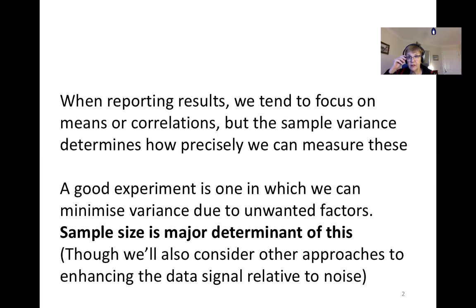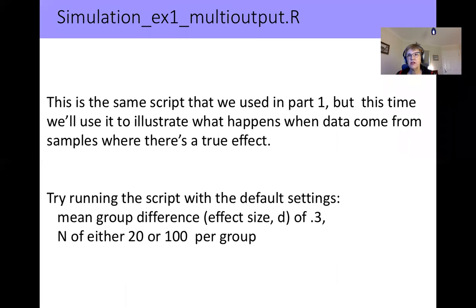It's not the only determinant. As we'll see, there's other things that affect it. But we're going to focus here on how sample size does affect that. And we're going to use the little script that we used in session 1 to demonstrate this. In session 1, I suggested that we should set the difference between two means to 0. So we were actually saying there's nothing going on, it's just a completely null effect.